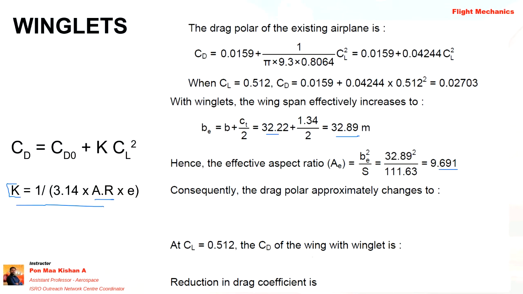So apply this 9.69 in this equation. So correspondingly, we already know the parasite drag and lift induced drag, right? So substitute those values and identify the coefficient of drag. Okay. So substitute this aspect ratio here and use this. The K value will be changed. So use the K effective here and then you can find the drag value.